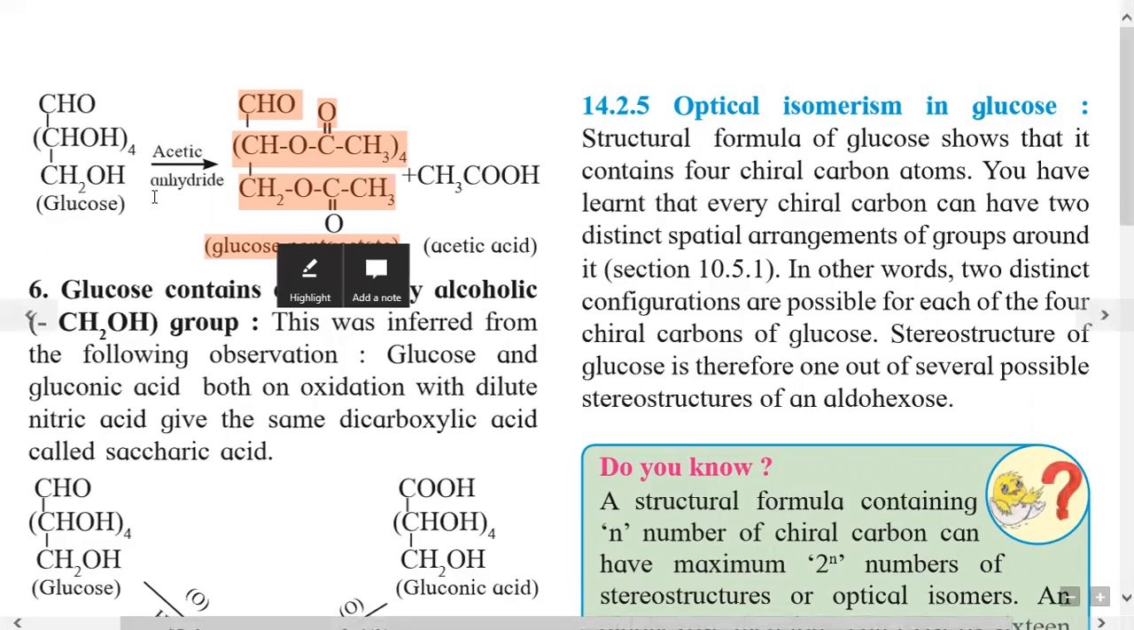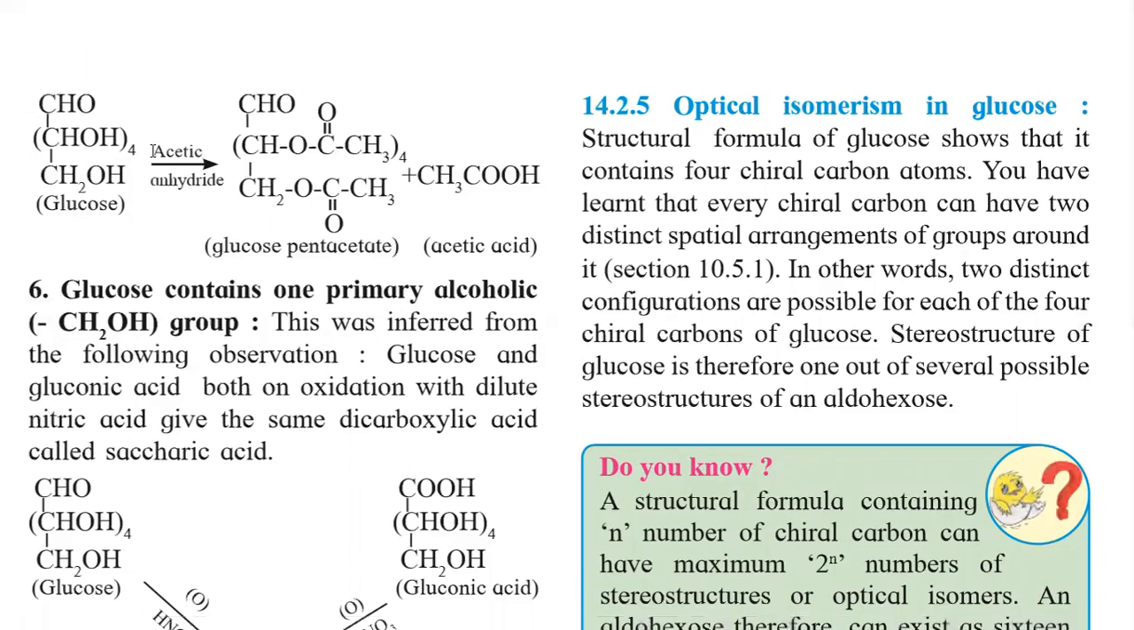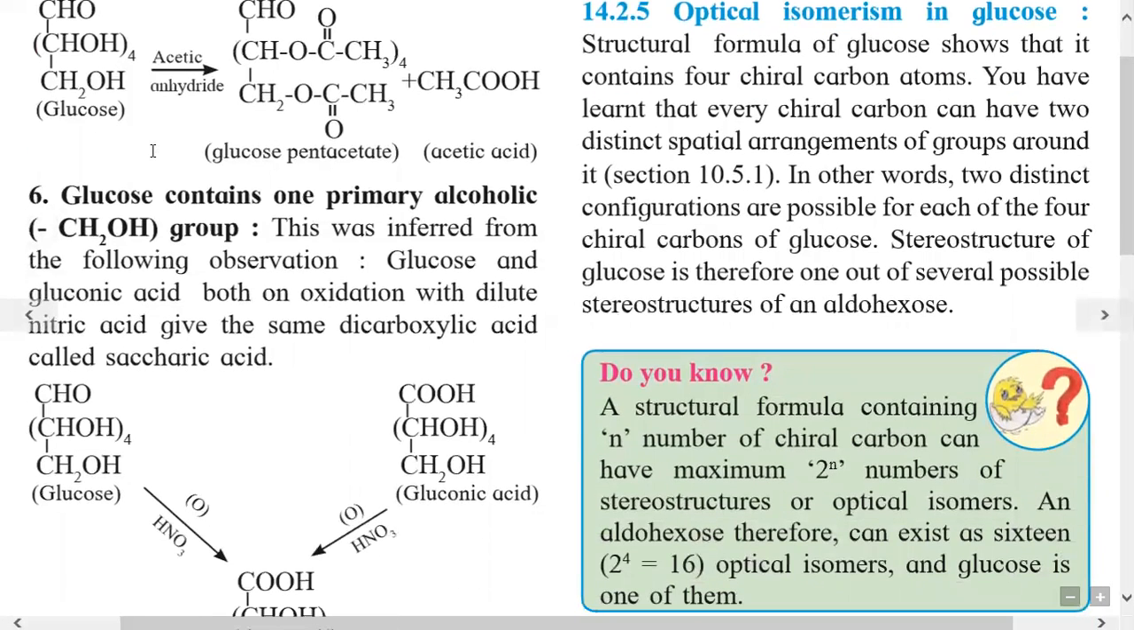containing 5 acetate groups, plus the side product in this reaction, CH3COOH, that is acetic acid. Here, for balancing this equation, 5 molecules of acetic anhydride are required so that we get the side product acetic acid, again 5 molecules. So this confirms there are 5 OH groups present in the glucose molecule, and therefore glucose forms glucose pentaacetate.